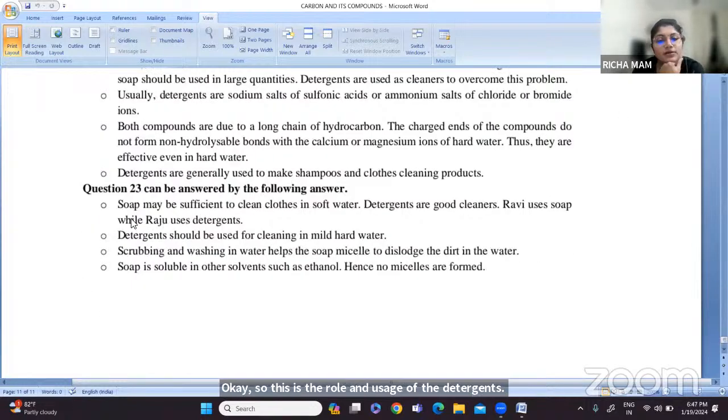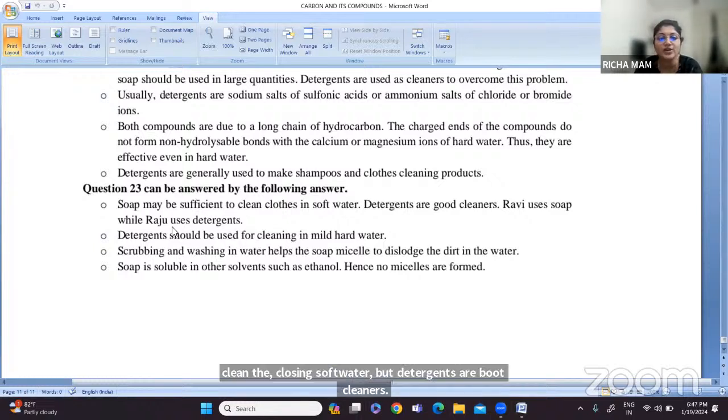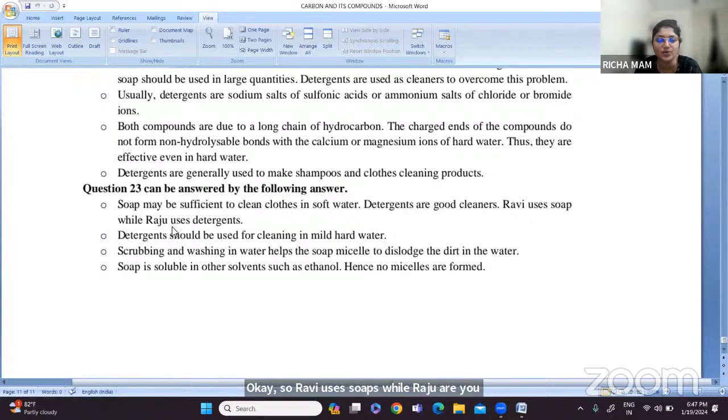Some more points about soap and detergent. Soap may be sufficient to clean clothes in soft water, but detergents are good cleaners. So Ravi uses soap while Raju uses detergent. That is the answer for the 23rd question. Detergents should be used for cleaning in mildly hard water. When you have mild hard water, that time you can use detergent.